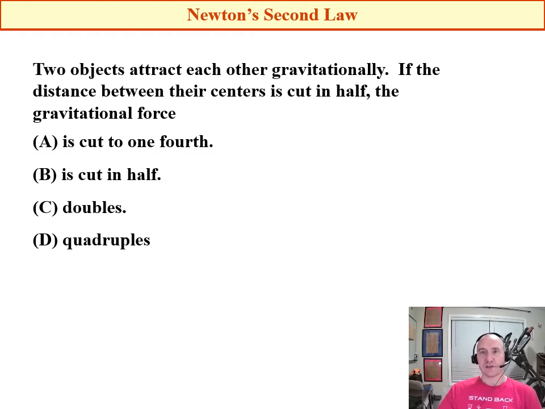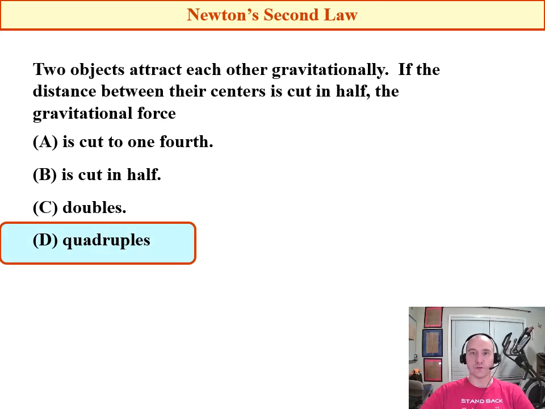So in this one, it says two objects attract each other gravitationally. If the distance between their centers is cut in half, the gravitational force will what? All right, take a second and try to answer that. All right, so with half of the distance, think about the inverse square law. Half of the distance, the inverse, is going to be 2 times, and then squared is going to be 4 times, which is quadrupled.